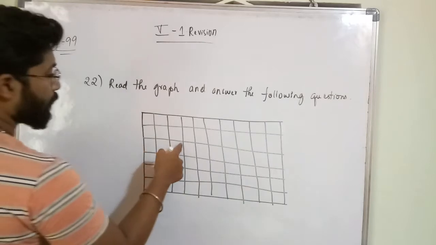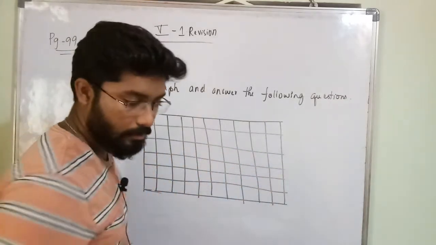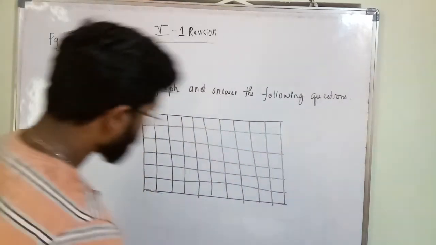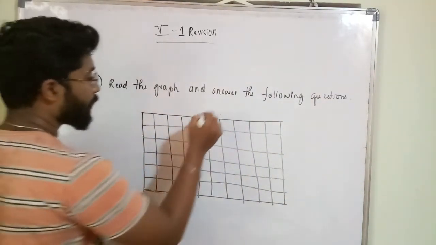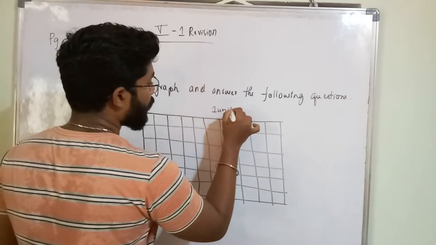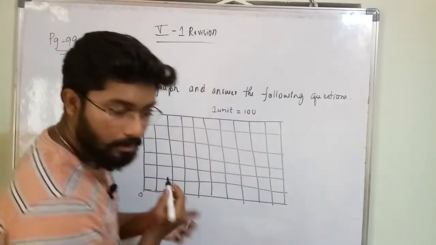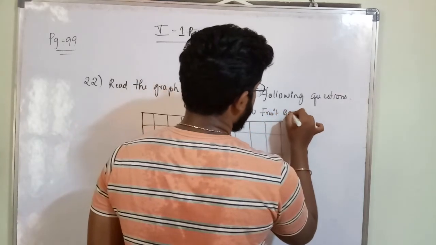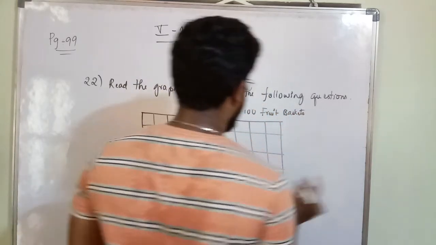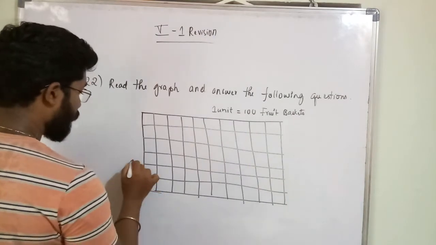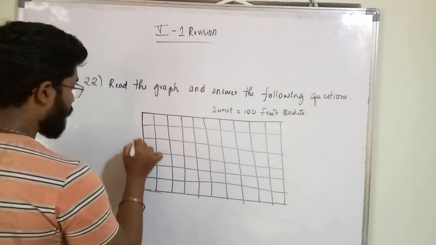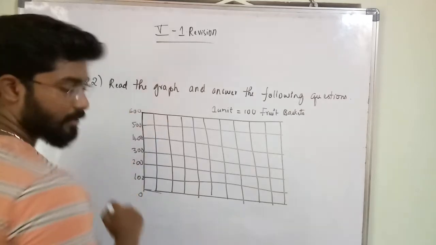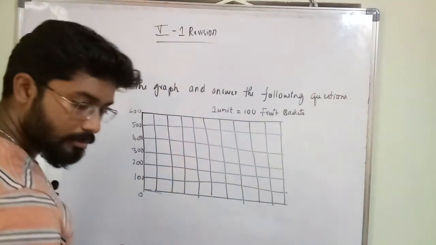One, two, three, 4, 5, 6, 7, 8, 9, 10, 11. So here each unit, 1 unit equal to how much? 100 fruit baskets. Okay, so here 100, 200, 300, 400, 500, 600. This is number of fruit baskets sold.